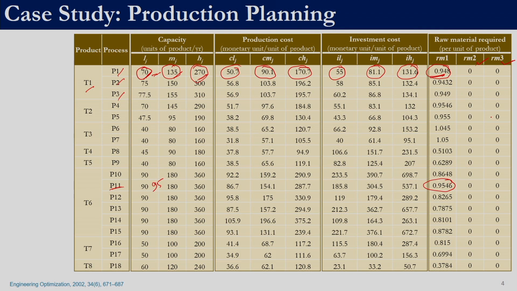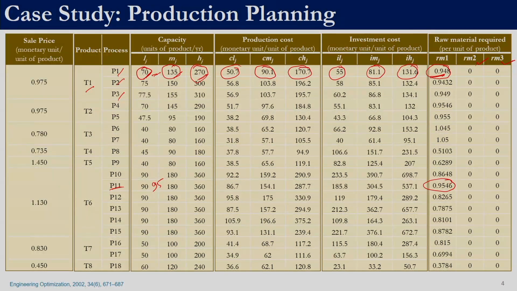Raw material 2 and raw material 3 are not required for any of the first 18 processes, and we also know the selling price of each of the products. For 1 unit of product T1, it can be sold for 0.975 monetary units. If we decide to produce, let us say, 60 over here, 1 unit can be sold for 0.780, so for 60 units it will be 60 into 0.780. So the selling price and the raw materials can be directly calculated. Only for the production cost and the investment cost we need to use that piecewise linear function to determine the actual production and investment cost.